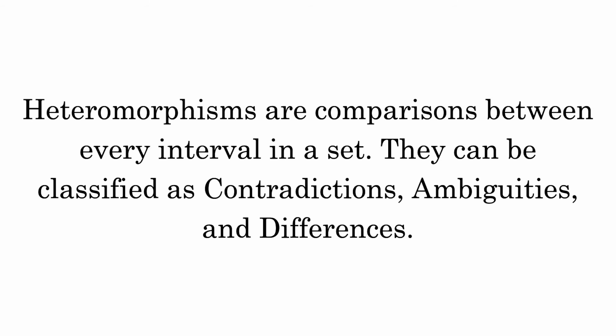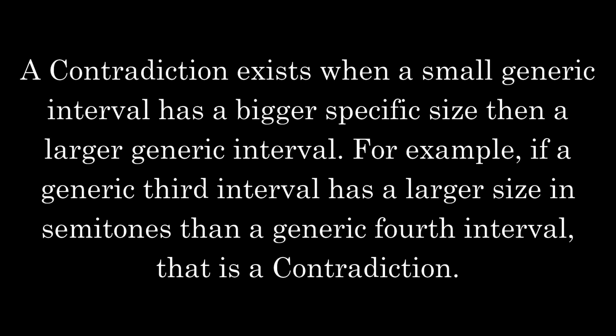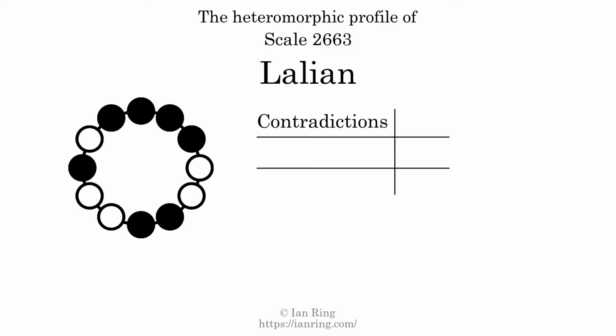Heteromorphisms are comparisons between every interval in a set. They can be classified as contradictions, ambiguities, and differences. A contradiction exists when a small generic interval has a bigger specific size than a larger generic interval. For example, if a generic third interval has a larger size in semitones than a generic fourth interval, that is a contradiction. The number of contradictions in this scale is 23.